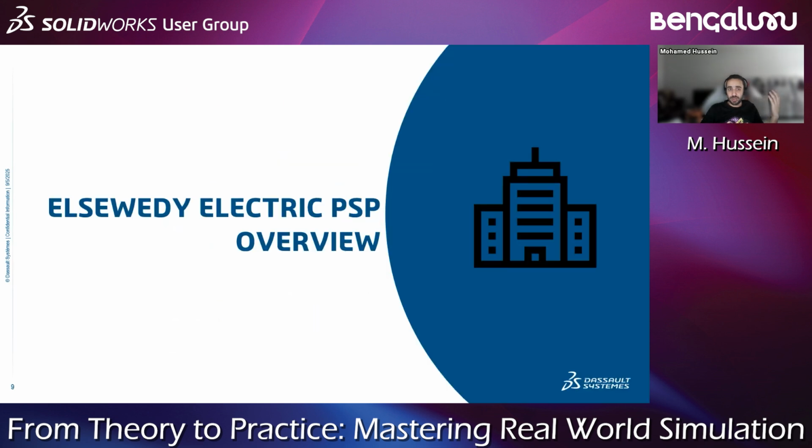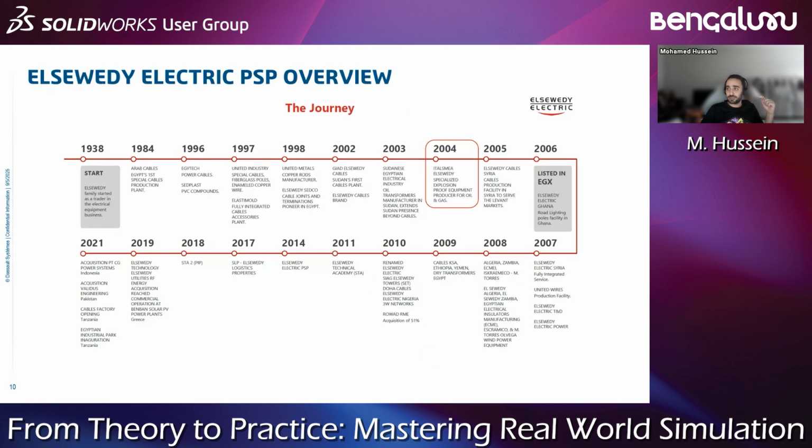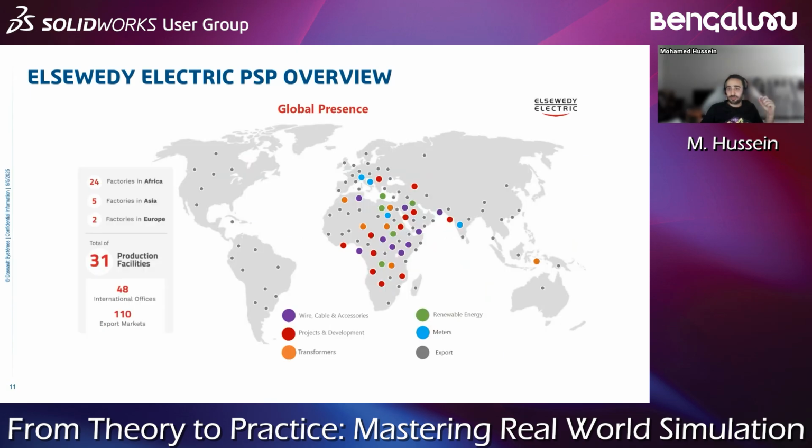I'm part of Sweden Electric. Sweden Electric has a very inspiring journey. It started in 1938 as a trader in electrical equipment business and kept growing till today. In 2004, Sweden Electric PSP was established. Now we have 31 production facilities worldwide, most of them in Africa, with a presence in Asia and Europe. We have 48 international offices, mainly in Africa and Europe, and our products are proudly exported to almost all markets on the planet.